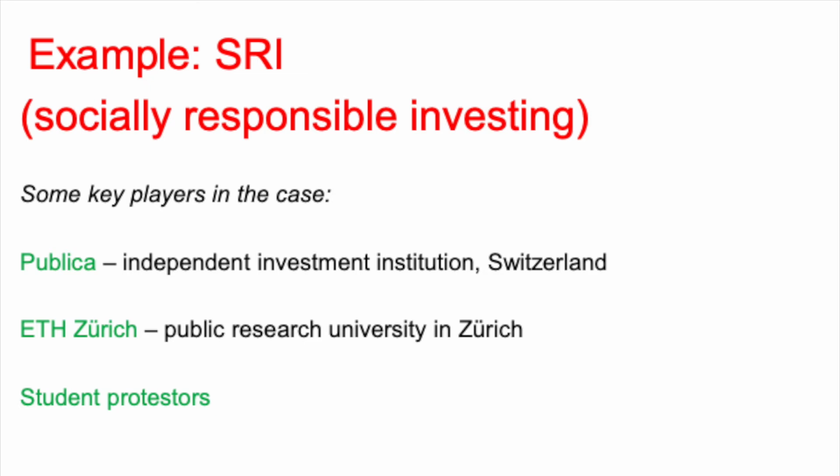Publica invests the pension funds of Swiss public employees, including the employees at ETH Zurich, which is a public research university in Zurich, Switzerland. Its focus is on science and technology, and it has 20,000 students. So in the case here, some students have protested to pressure Publica to divest from fossil fuels.